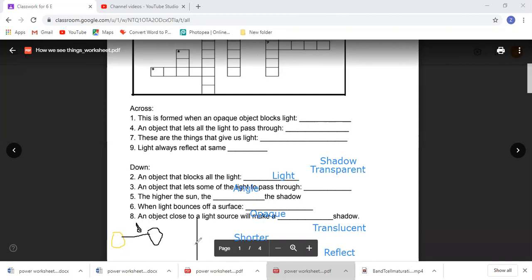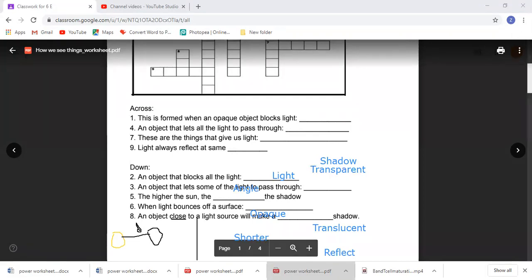For O levels and A levels, remember this term: inversely proportional means when something decreases, the other increases. So when you decrease this distance, the size of the shadow is going to increase. So an object close to a light source, when the distance between the object and light source is less, right, as close means that it is less, that means the size of the shadow will be larger.